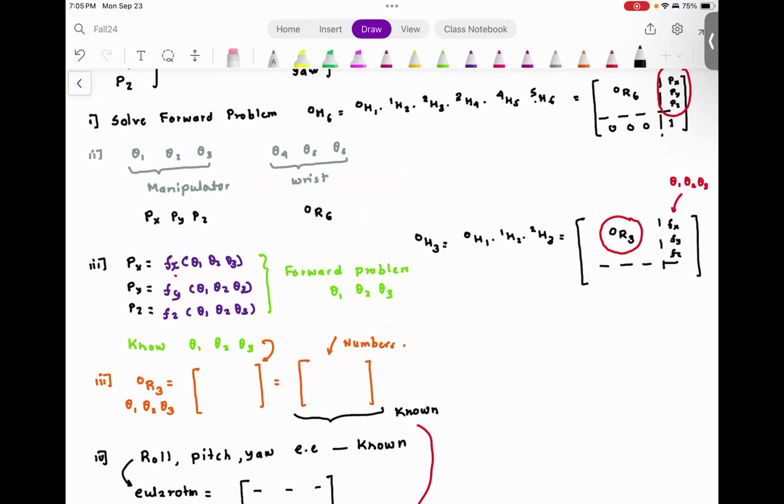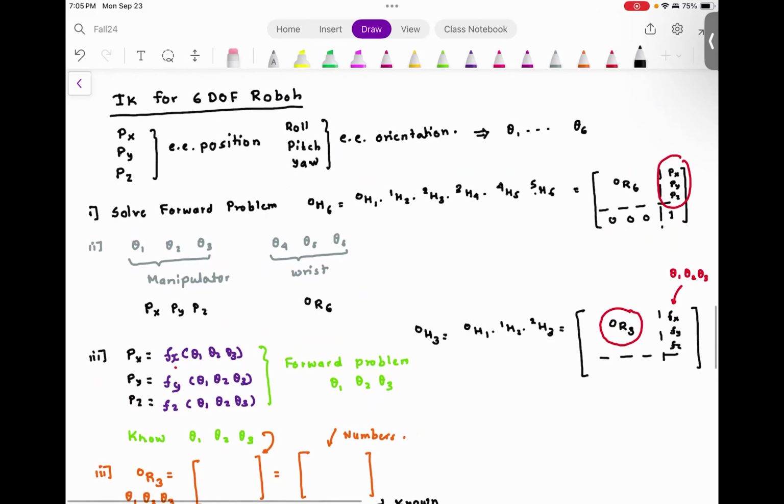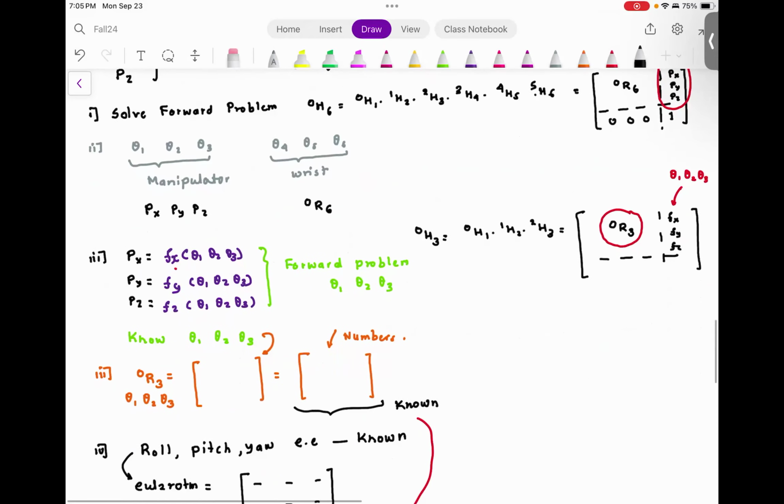After you solve the forward kinematics problem, you would get these expressions. Then, when you want to solve the inverse kinematics problem, you would make an assumption that the end effector position will be reached by the manipulator, and the end effector orientation will be reached by the rest, which means the last three joints. You will separate out those two parts. First, equate the manipulator kinematics and find theta 1, theta 2, theta 3. From those, you will find 0R3.